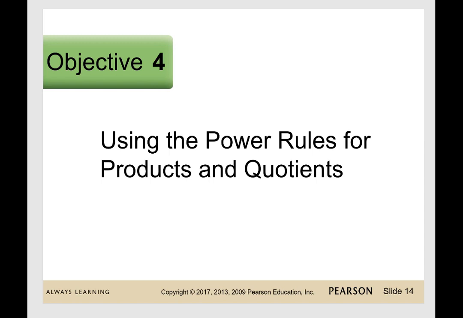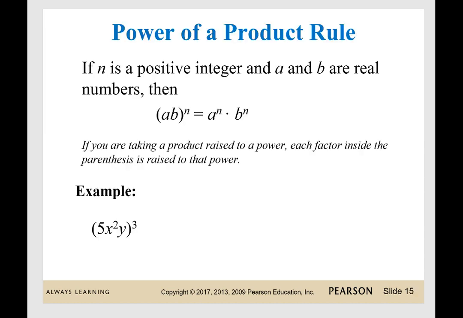There's the power rule for products, and there's a power rule for quotients. So let's talk about those. All right, so if you have the power rule for a product, notice inside the parentheses is a product. We have a times b, and it's raised to a power. If that happens, you are going to give that power to both of those bases. So every factor gets a power of n. So the a gets an n and the b gets an n.